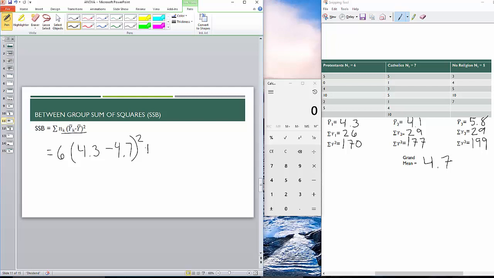Now we're going to perform this 3 times over, so we're going to do this for the second group as well, and add all of these calculations together. So the sample size for the Catholics is 7, multiplied by 4.1 minus 4.7 squared. Lastly, the third group has a sample size of 5 with an average of 5.8. Subtract that by 4.7 and square that. The first step is to perform what's in the parentheses and square it.